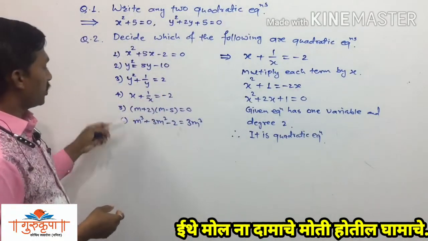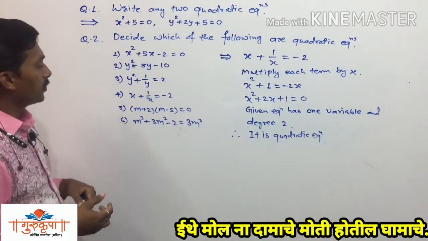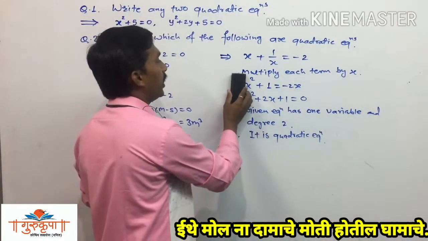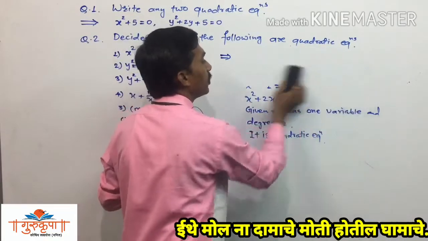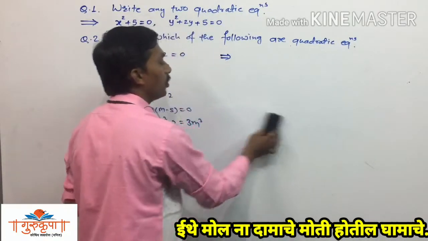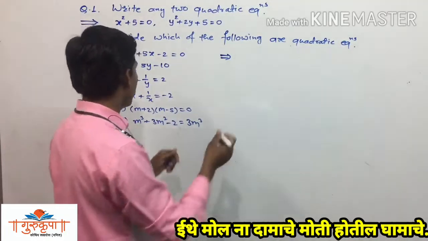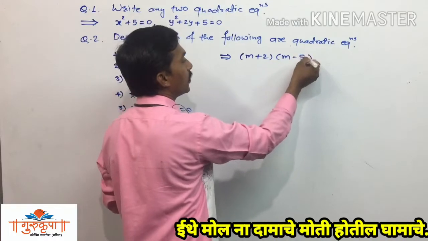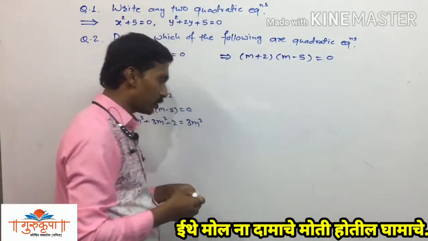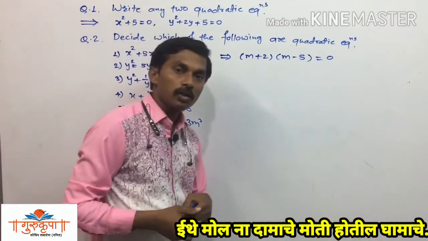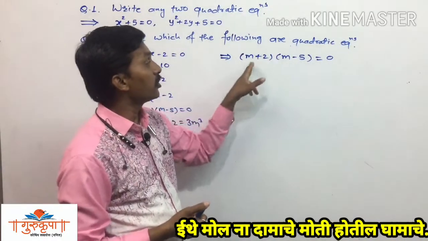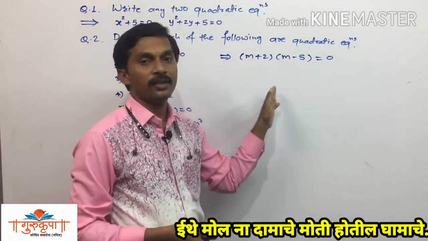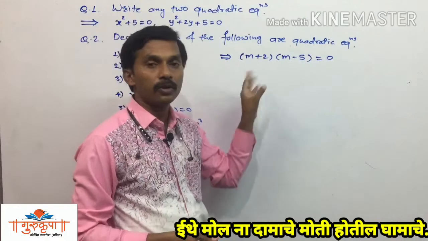And the next question, that is example number 5. m plus 2 into m minus 5 is equal to 0, and we have to decide whether the given equation is a quadratic equation or not. See the equation. In the first bracket we have m plus 2, in the second bracket we have m minus 5, that is equal to 0. So again we have to simplify first, otherwise some students think only one variable is there but the degree is not 2. After simplification you have to decide whether the degree of the equation is 2 or not.